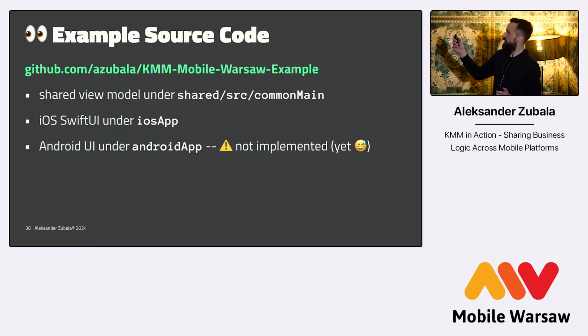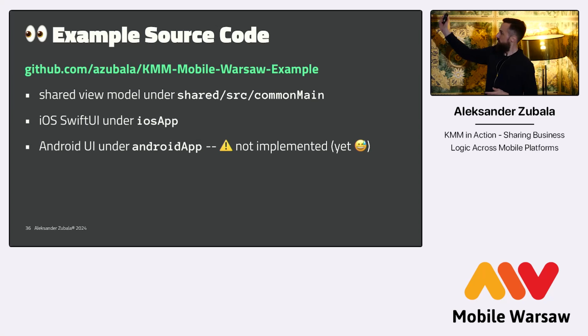So all this example is in this repository. In the shared source commonMain is the shared code with the view models, the reducers, the view states. So I encourage you to check it and submit pull requests, or submit issues, or we can work on this. On iOS there is an app folder, which is a SwiftUI app. On Android there is not much there, so if anyone wants to contribute, more than welcome.